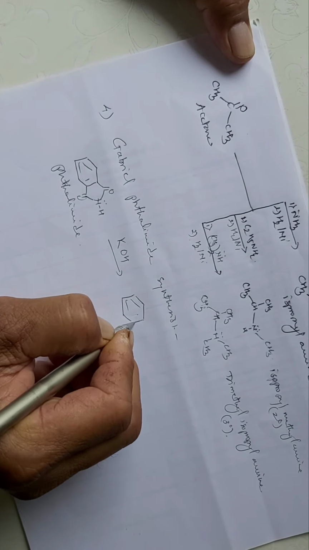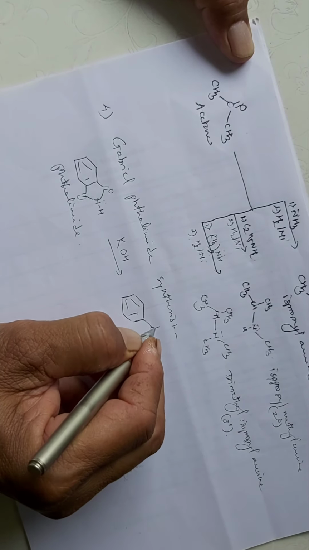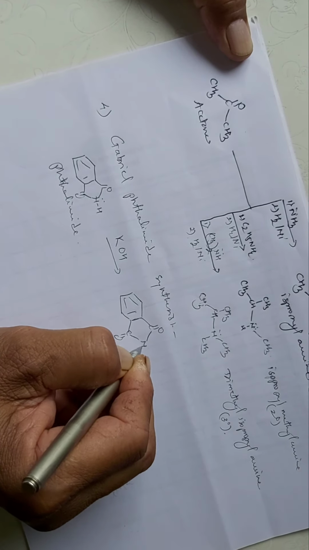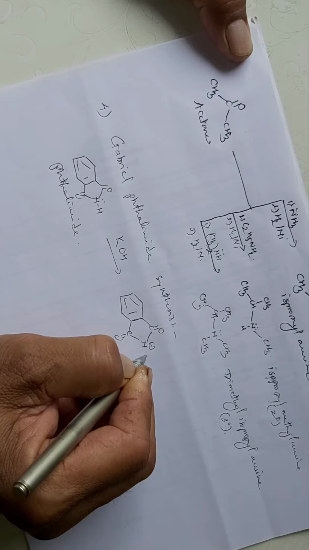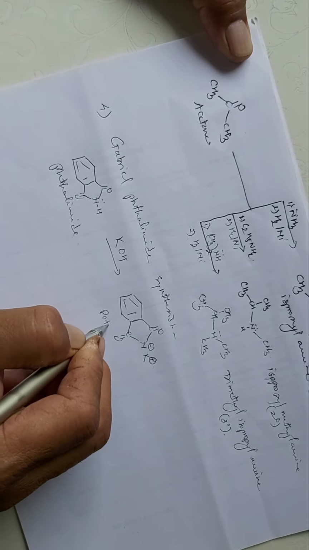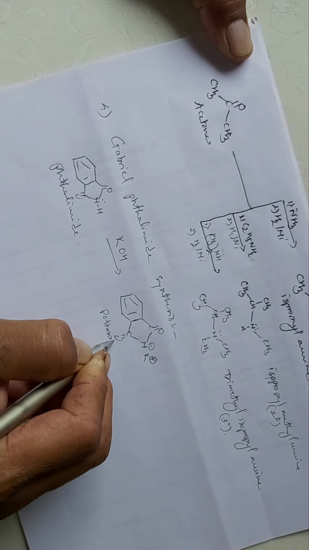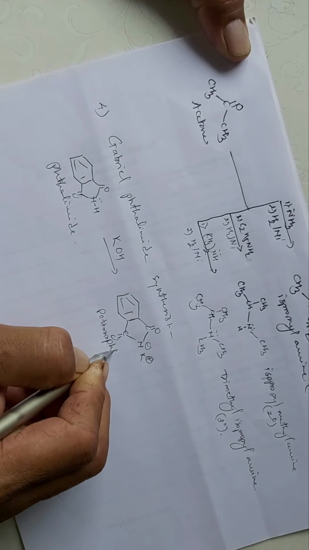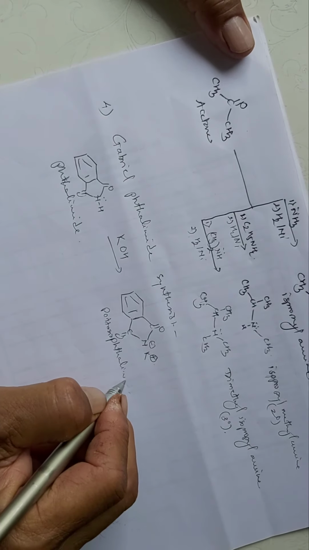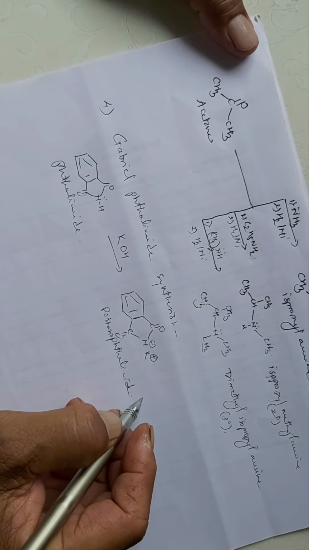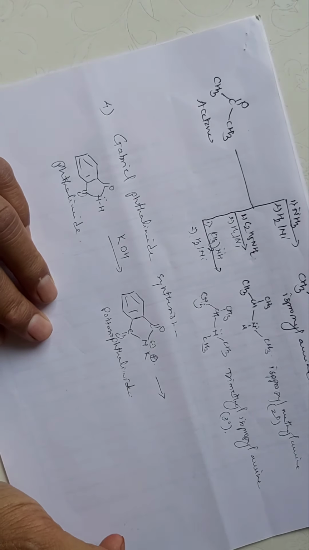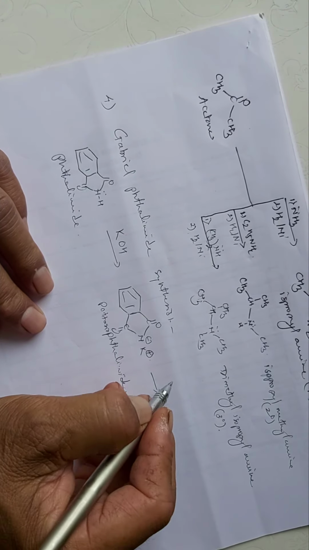It forms a salt, C double bond O, C double bond O, here N minus and K plus. Here it forms a phthalimide salt, that is potassium phthalimide, and this on the next step reacts with alkyl halide.